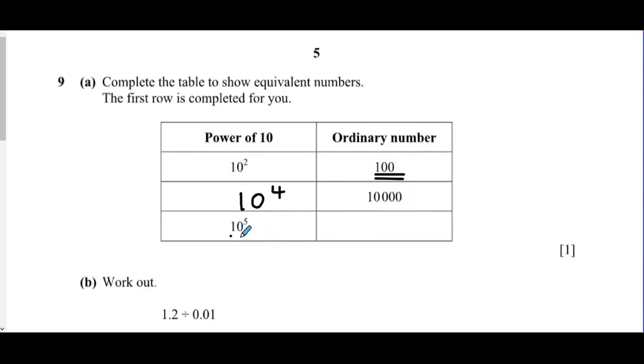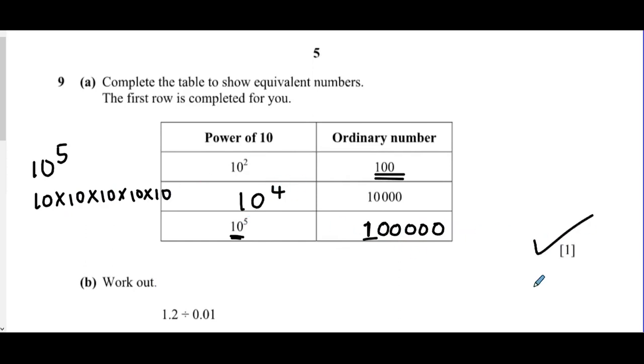How about 10 to the power of 5? 10 to the power of 5 means 10 times 10 times 10 times 10 times 10. 1, 2, 3, 4, 5. How many zeros are there? We have 1, 2, 3, 4, 5 zeros. So we're going to put 1, 2, 3, 4, 5 zeros. And then you go ahead writing 1 times 1 times 1 times 1 times 1. That equals 1. So 10 to the power of 5 means 100,000. So once you do that, you'll be getting your 1 mark.